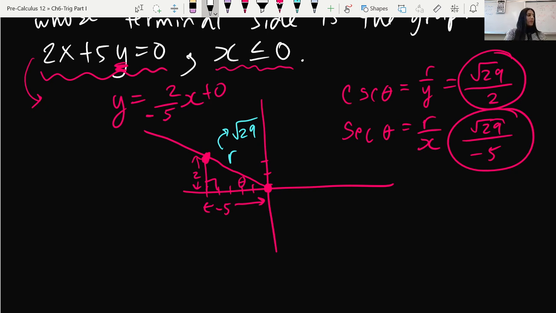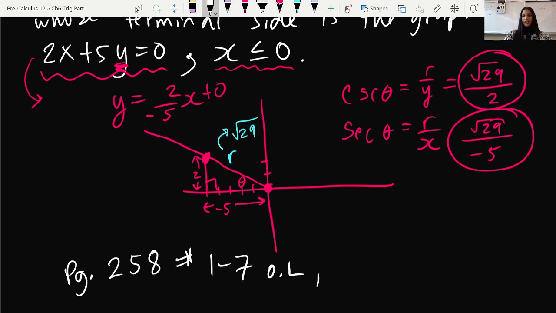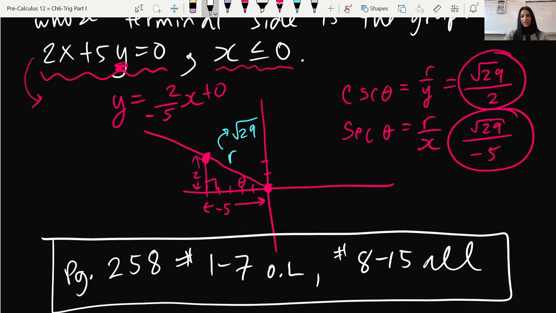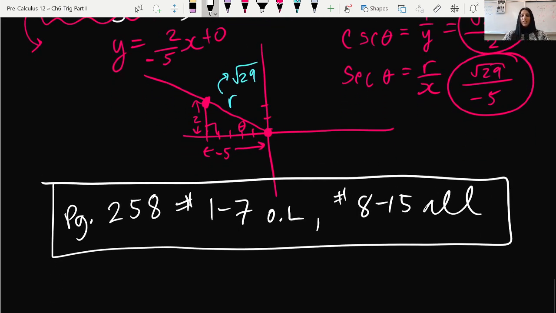Okay, so I hope that you find that useful or helpful. I'd like for you to do page 258, numbers 1 to 7, odd letters, so again, A, C, E, etc., and numbers 8 to 15, all. I know that you're doing this during the online or remote portion, so if this is way too much, you decide. For 8 to 15, you can just do every other question if you like.